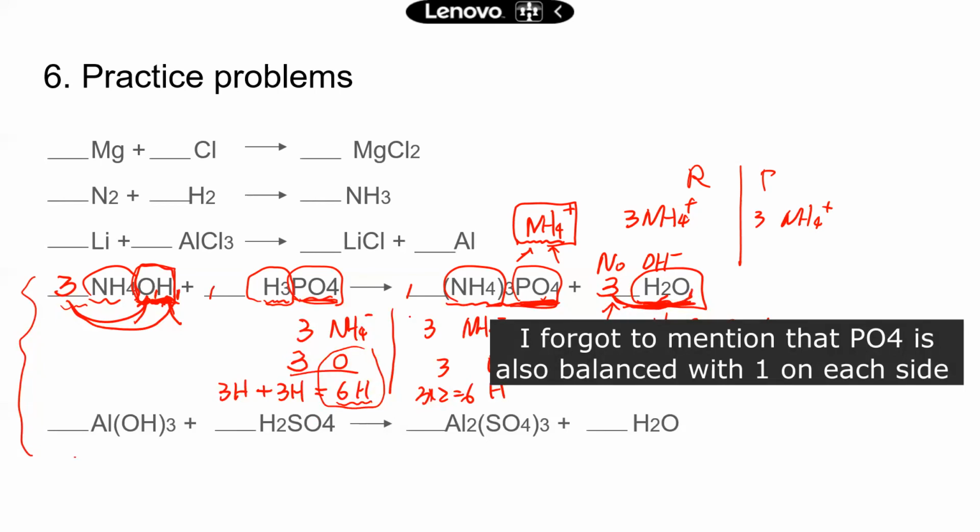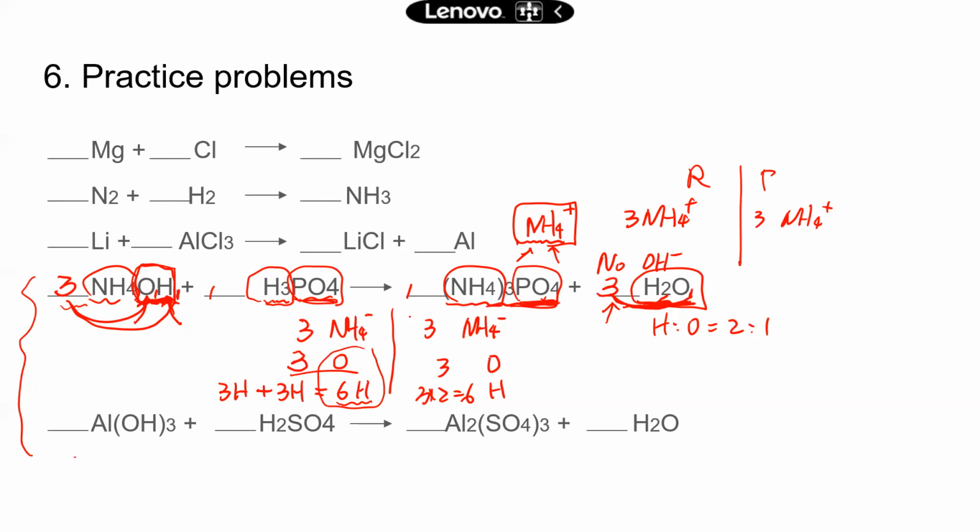We're done. Now, how about you do the last one on your own if you didn't get it right the first time? So pause the video and come back when you're done. Okay, for this chemical reaction, very similar, right? You have hydroxide ion on one side, but there's no hydroxide ion on the other side. So we are going to count the oxygen and hydrogen separately.